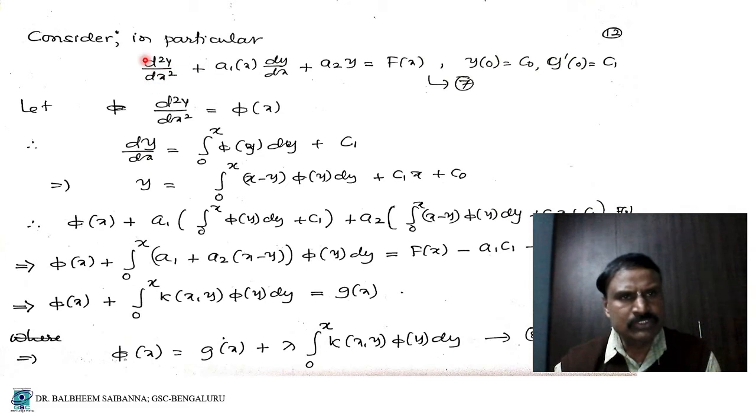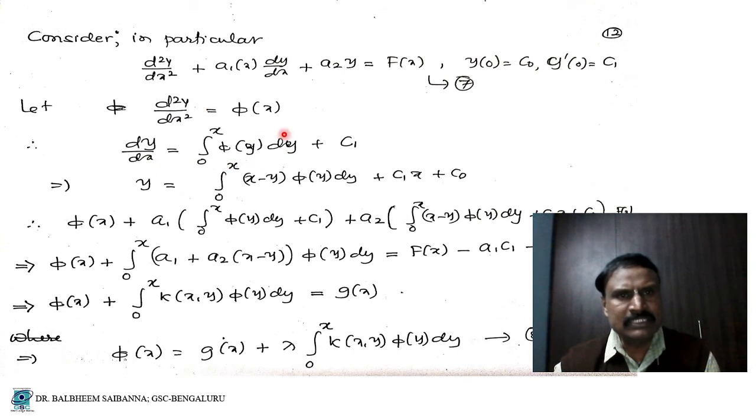So to solve this equation we need 2 conditions. Here 2 initial conditions are there: y of 0 is equal to c naught, y dash of 0 is c1. Using these 2 initial conditions we can find the solution of this. So as I told in the theory part, the higher order derivative here is d square y over dx square, that is you consider phi of x. So integrate this one time with respect to x.